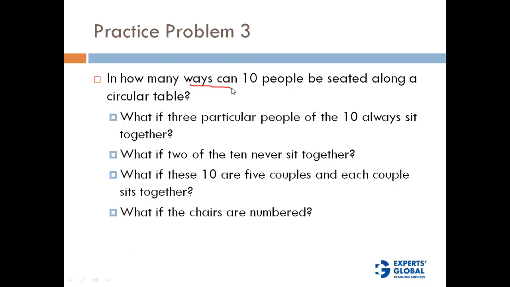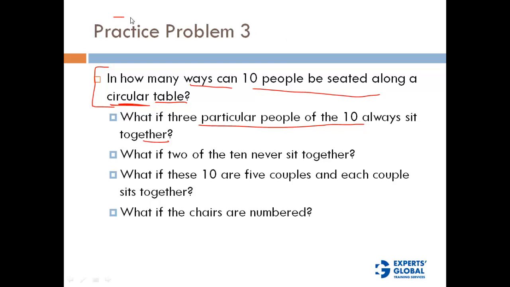In how many ways can 10 people be seated along a circular table? Okay, so this is a circular table. What if 3 particular people of 10 always sit together? Okay, let's look at this first. In how many ways? Let's forget about any restriction. Let's just figure out how many ways can 10 people be seated along a circular table.